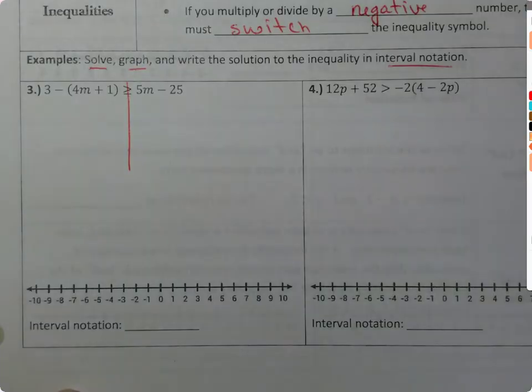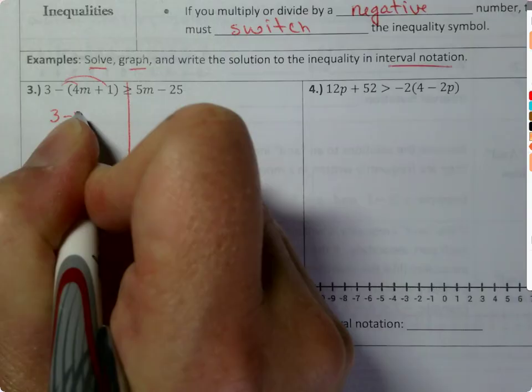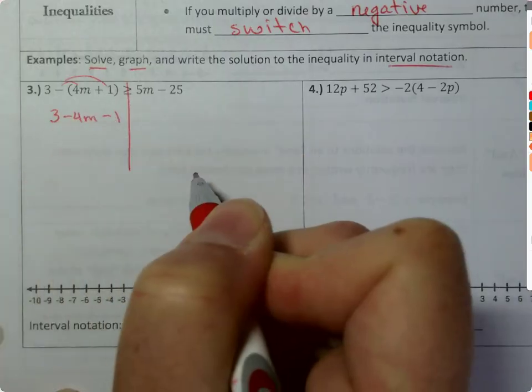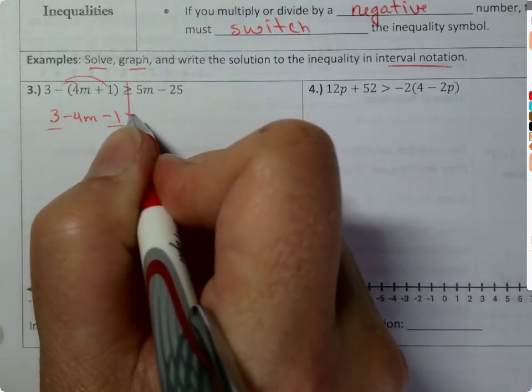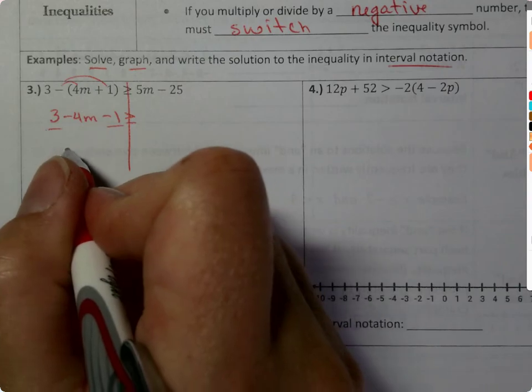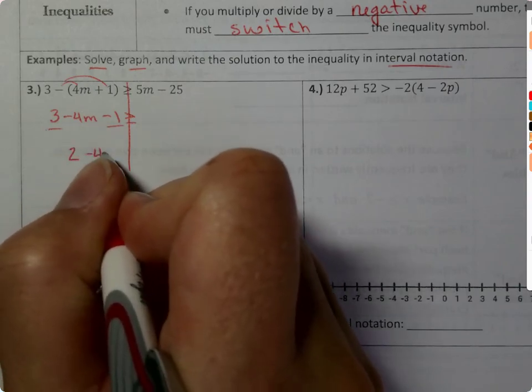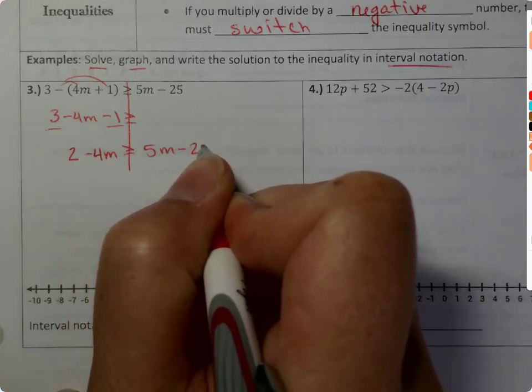First thing I'm going to do is clean it up. I'm going to distribute that. So I have 3 minus 4m minus 1. And while I'm over here, I'm going to add like terms. So if I don't cross the line, I don't change the sign. It's just 3 minus 1, which is 2 minus 4m greater than or equal to 5m minus 25.